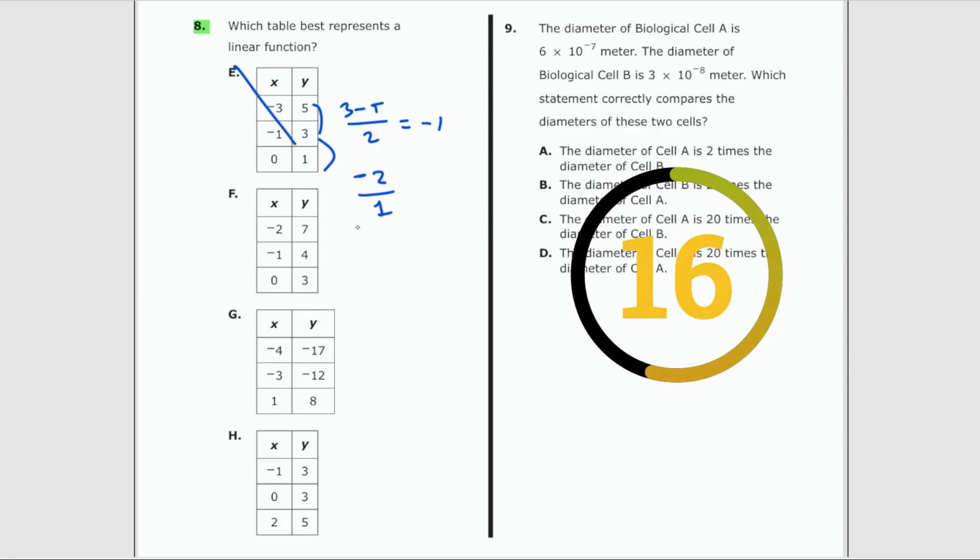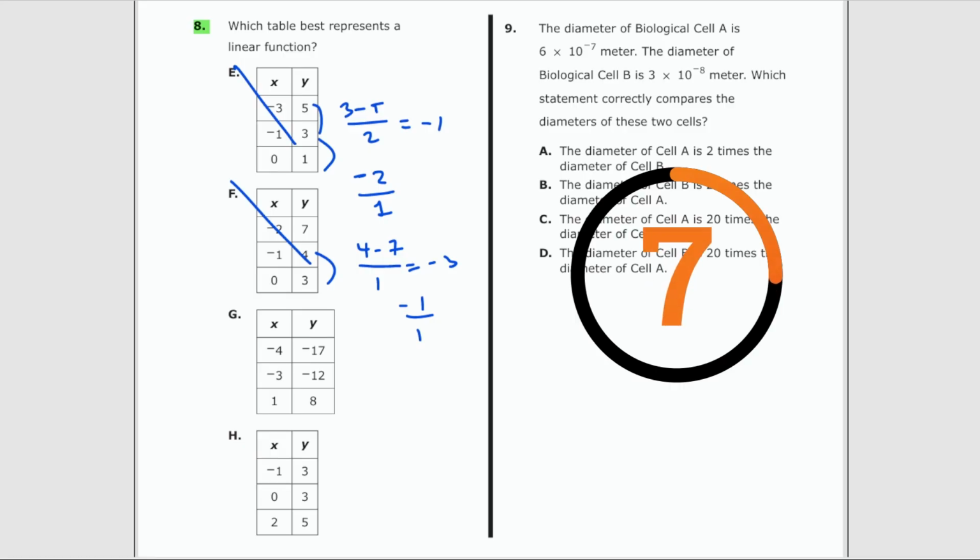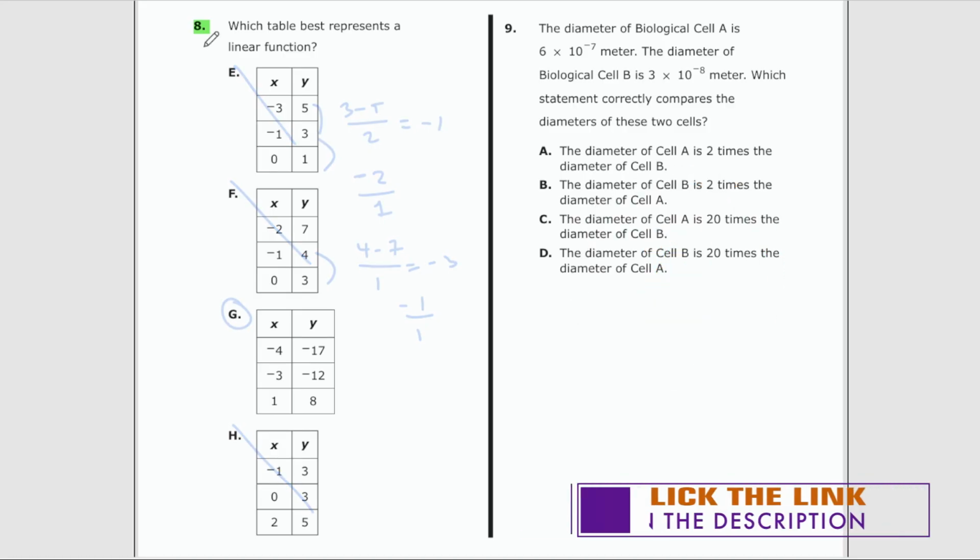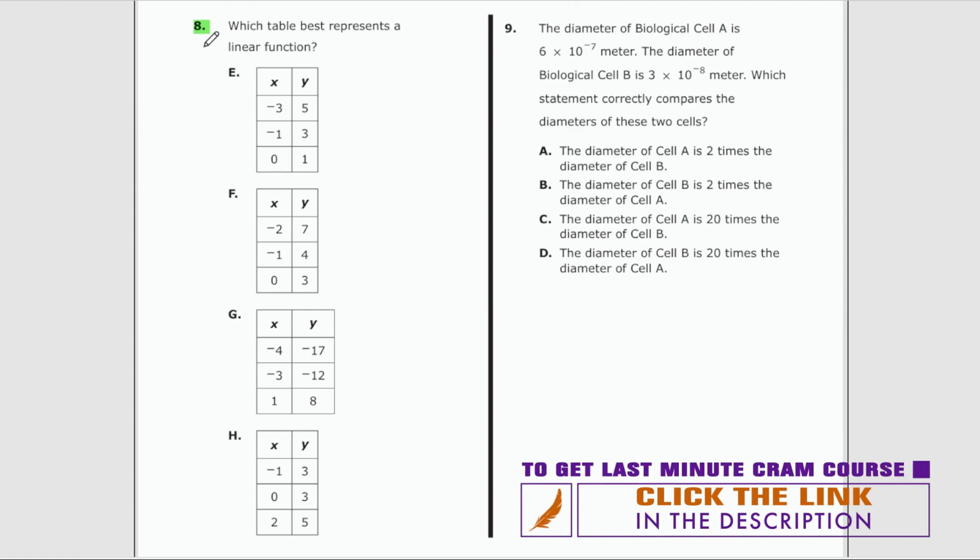So E is wrong. For F, it's 4 minus 7 over 1, which is minus 3. Then for these 2 points, it's minus 1 over 1. So F is out. H is out as well. And the answer is G. How was I able to do this problem so fast?